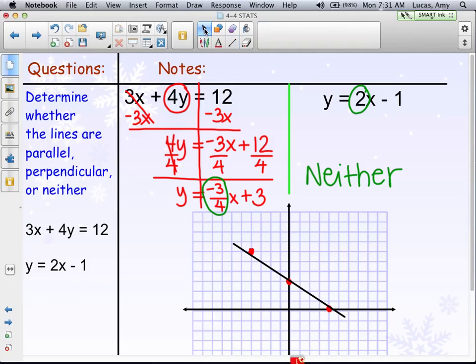Draw my line. Then my second one starts out at negative 1, and it goes up 2 over 1. Like that.